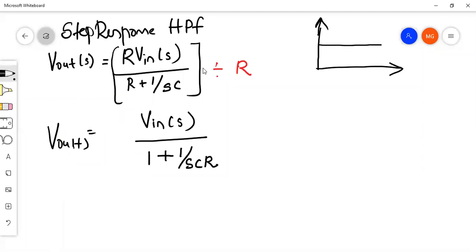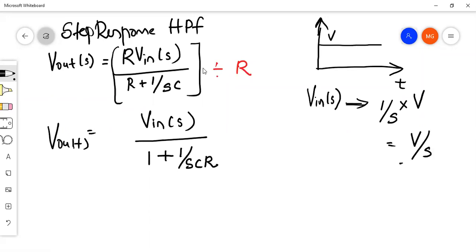What input are we giving over here? A step which has a voltage of V. What is the Laplace transform of this signal? Or I am asking, what is V in of S? What is the Laplace transform of the step input? 1 by S. But it has a voltage of V. So V in of S is V by S. So, clear?